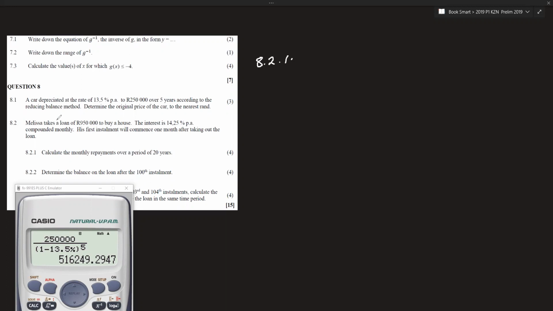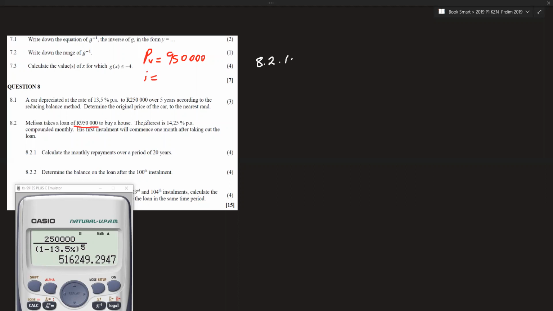So they say Melissa takes a loan of. Remember, with a loan, you have the money now. So it's the present value formula. Future value, you only use if you are saving and you're going to have the money in the future. Present value is that you have the money now. So you always have to ask yourself: do I have the money now or am I going to have it in the future? Then they say the interest.